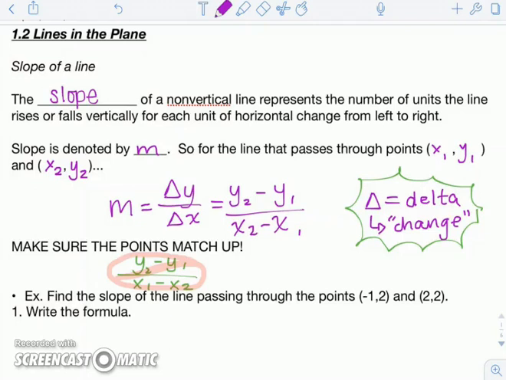Section 1.2 looks at slopes in the plane. This should also be a review, so I'm going to breeze through this. The slope of a non-vertical line represents the number of units the line rises or falls vertically over each unit of horizontal change from left to right.